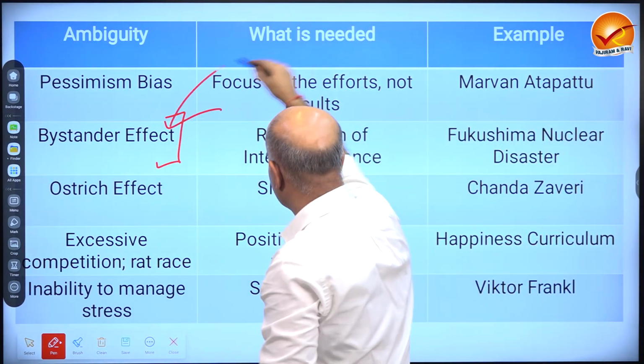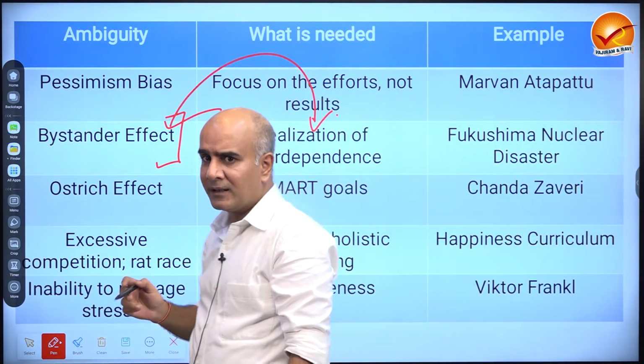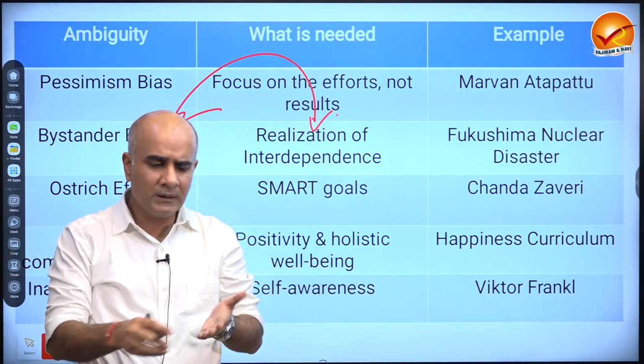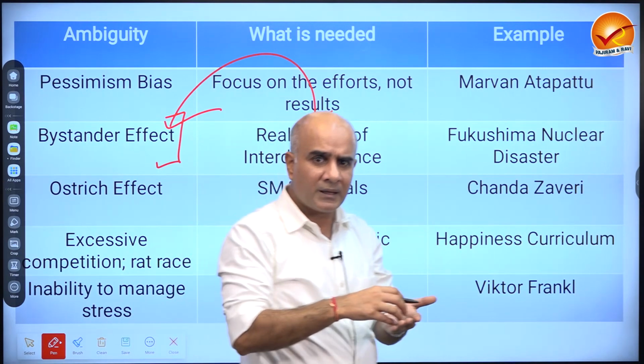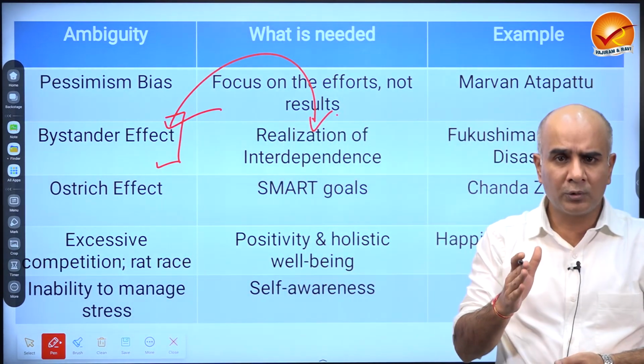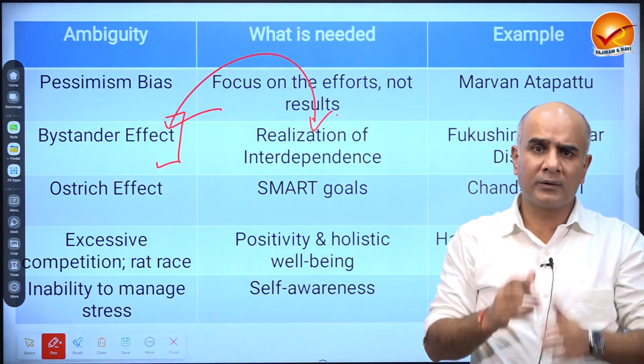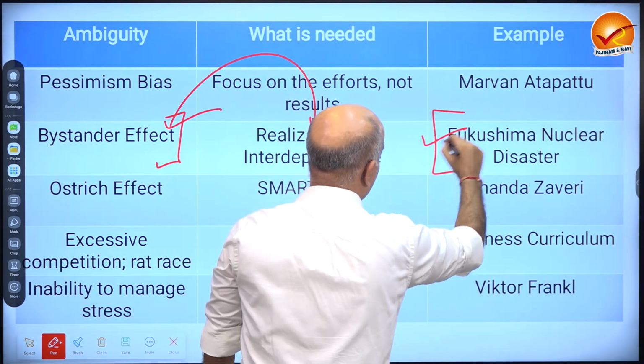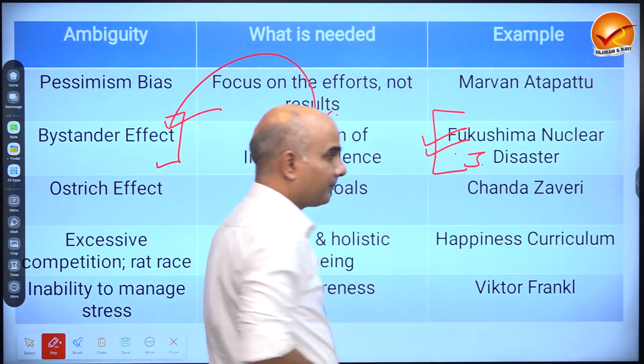What is needed to overcome this ambiguity? The realization of interdependence. That we are all dependent upon each other. Therefore, with courage, with determination, regardless of what people around you are doing, at least you try to do the right thing. And here the example that we can quote is of the Fukushima nuclear disaster in Japan.